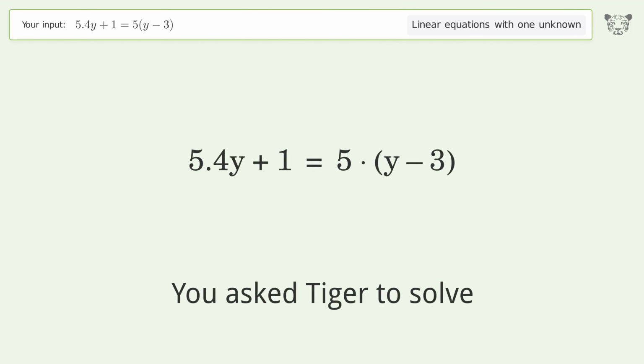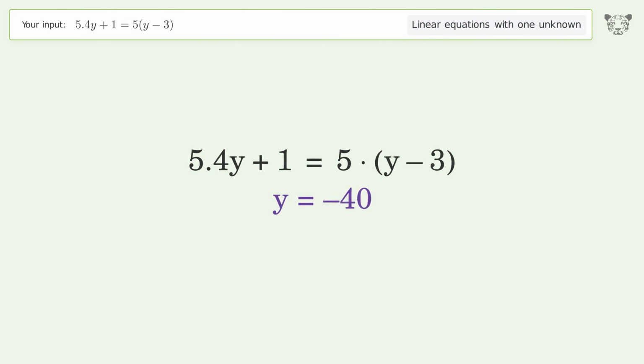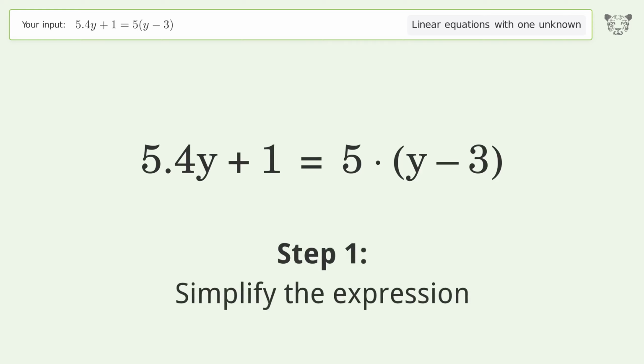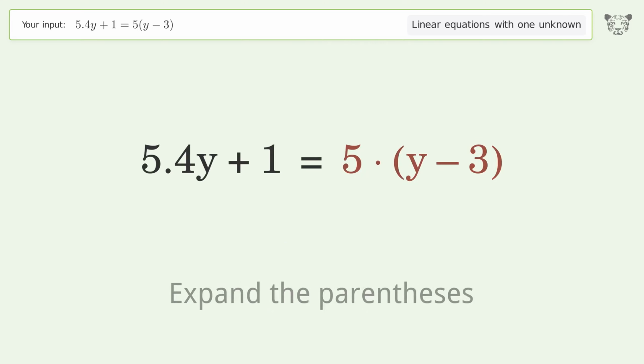You ask Tiger to solve this. This deals with linear equations with one unknown. The final result is y equals negative 40. Let's solve it step by step. Simplify the expression. Expand the parentheses.